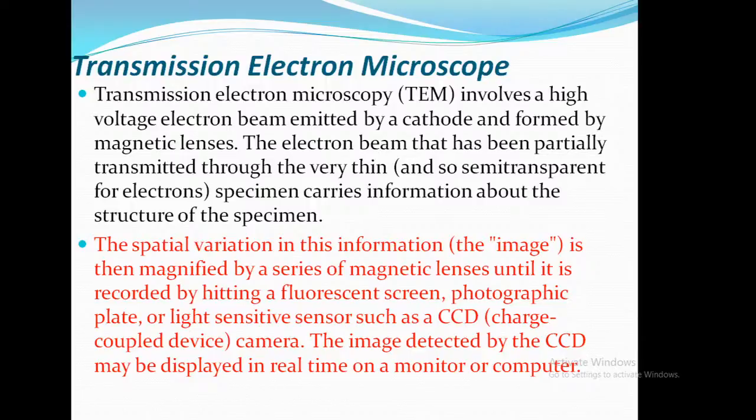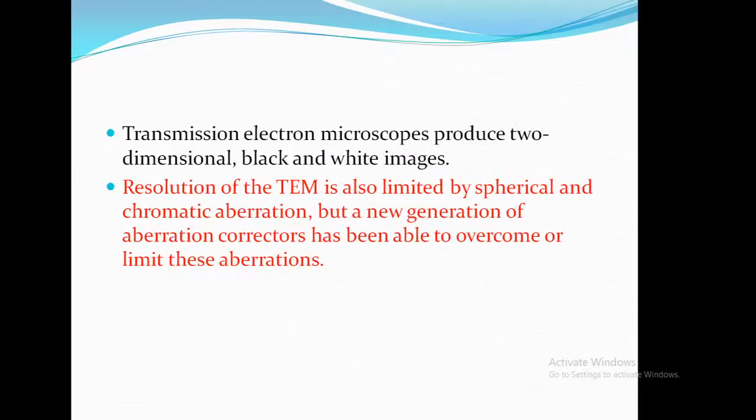With the partial variation in this information, the image is then magnified by a series of magnetic lenses until it is recorded by hitting a fluorescent screen, photographic plate, or a light sensitive sensor such as a CCD camera. CCD long form is charge coupled device. The image detected by the CCD may be displayed in real time on a monitor or computer.